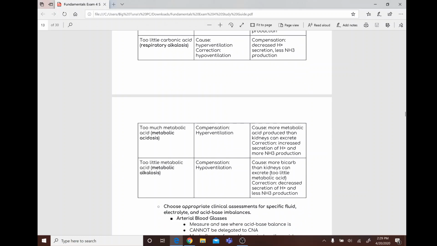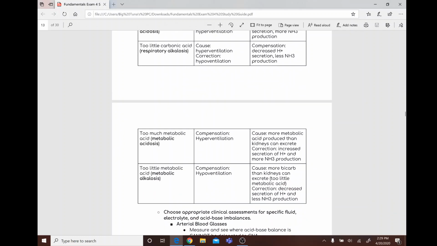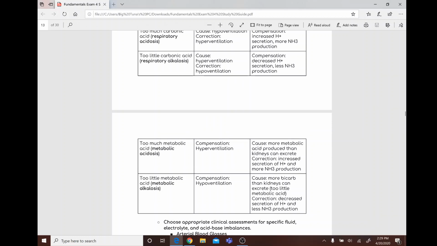Say you have too much metabolic acid, so metabolic acidosis. What will the kidneys do? So, what's causing the metabolic acidosis? Too much metabolic acid is being produced than can be excreted. So, we'll correct this by having the kidneys increase secretion of hydrogen and make more NH3. What will the lungs do? They will start hyperventilating. What if you have too little metabolic acid, like metabolic alkalosis? What will the kidneys do?